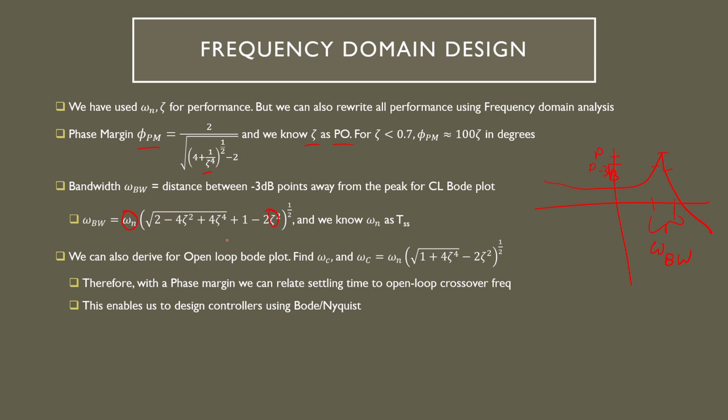But what if you don't want to do all of this for the closed loop? You just want to work on the open loop. No problem. You just have to find the open loop crossover frequency. As I said, it'll come back. Omega C is equal to omega n and this formula. So if you're given a phase margin, you can relate the settling time to the open loop crossover frequency. If you're not given a phase margin, you can find one using the required percentage overshoot. And this enables us to design any controller we want using Bode and Nyquist criterion, because once we have this, we can start designing stuff similar to how we do with root locus or with Routh Hurwitz.